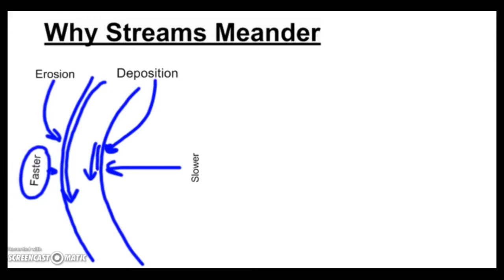So over time, this side of the stream will build up, and this faster water will cut away at the stream over here. So the stream will end up moving this way slowly over time, just because the faster water is moving more sediment on the outside, but it's dropping some sediment off on the inside.